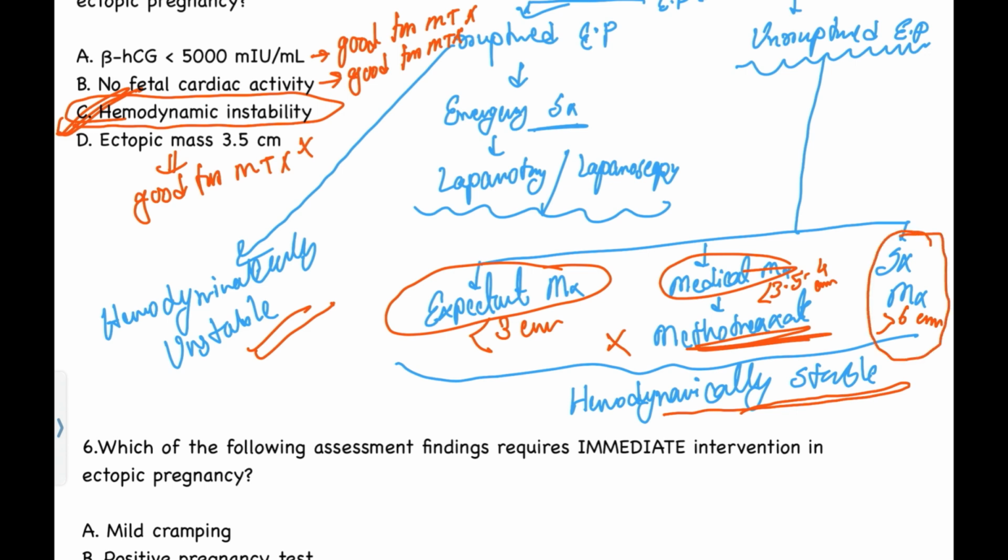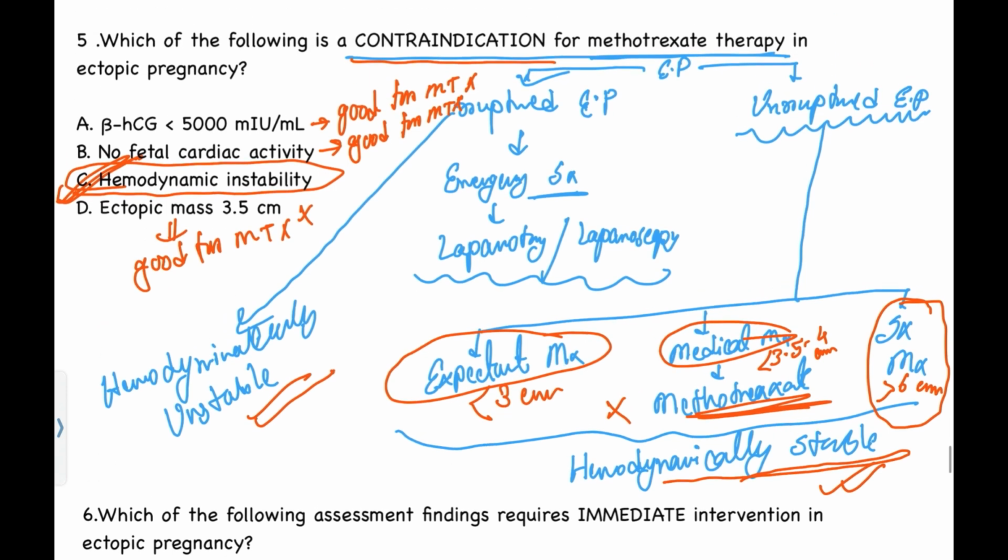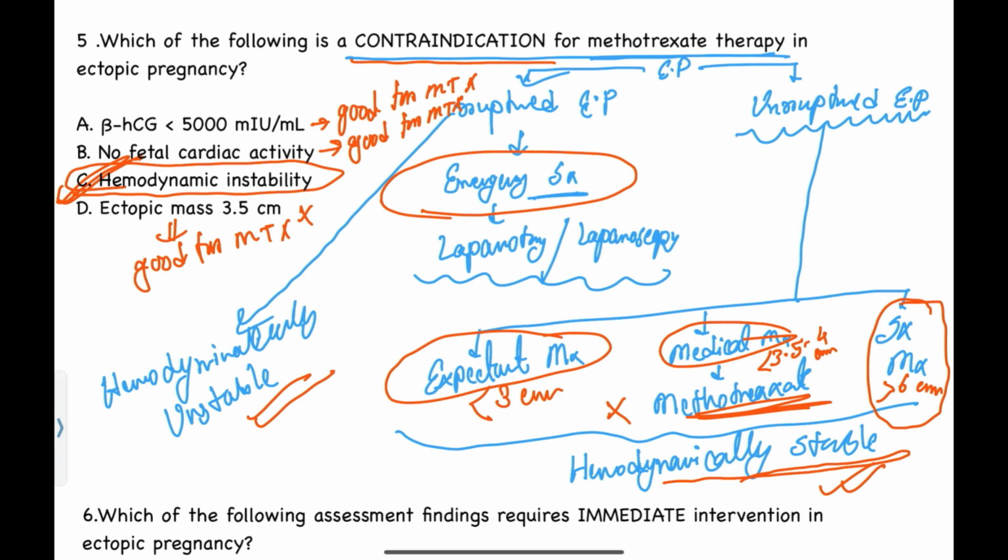That is also when the mother is hemodynamically stable and she doesn't want a future baby anymore, she does not want fertility preservation, so then you can go for surgery after taking the mother's consent. But if the mother is hemodynamically unstable, go for emergency surgery. So what is the contraindication of methotrexate therapy? When the mother is not hemodynamically stable. That's why option C is the correct answer for question 5.